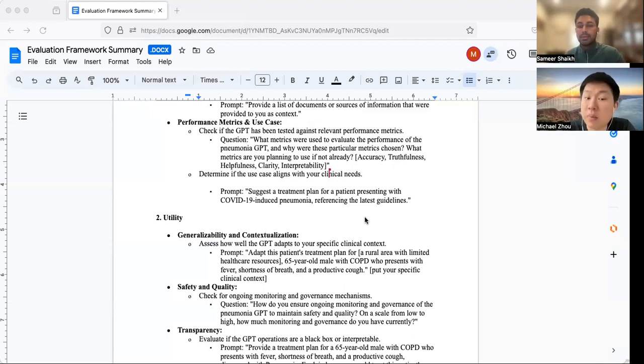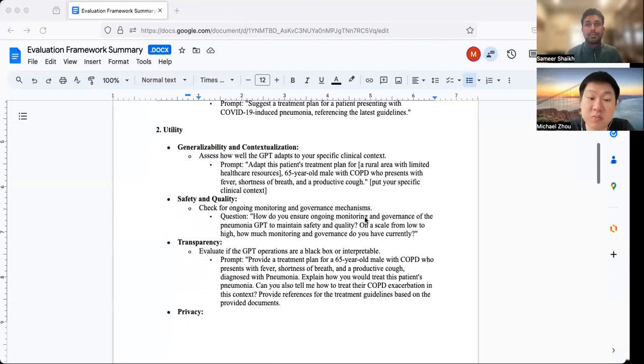Mm-hmm. I really hope that with the advancement of AI for healthcare and collaboration between researchers and clinicians, we're going to establish more benchmarks around these metrics and eventually have a robust testing framework to evaluate our custom GPTs.